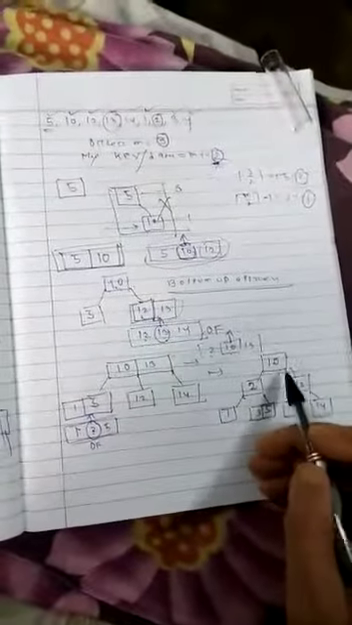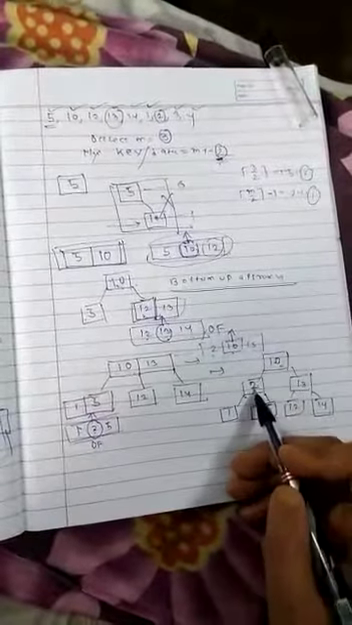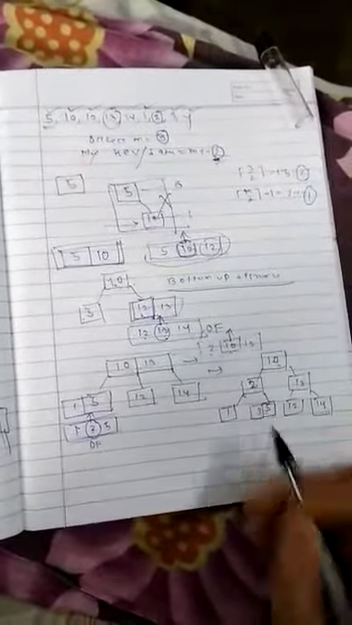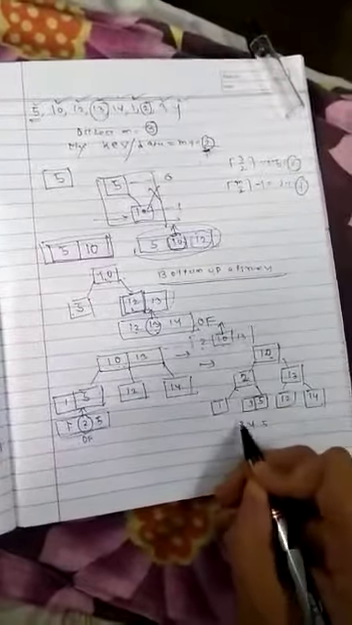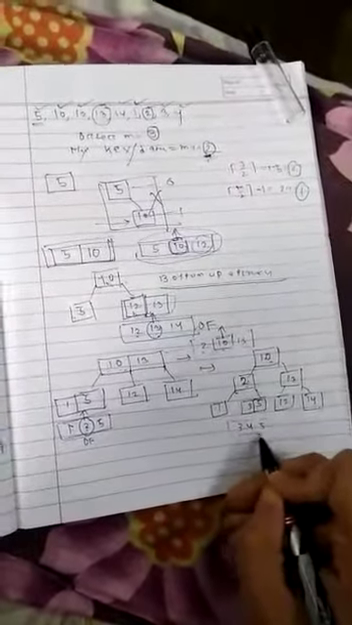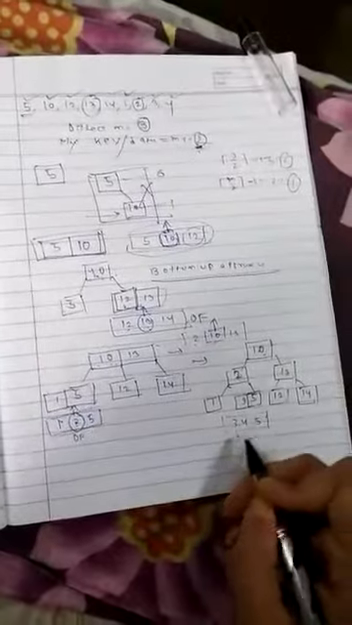Okay, next 4. When 4 comes, it will be checked: it is less than, so it goes here, then it is greater than, so it goes here. So we have to draw it like this: 3 4 5. After insertion of this, we have to draw it like this: 3 4 5.